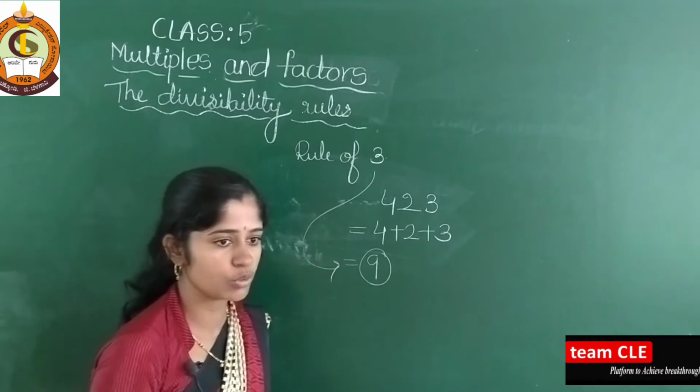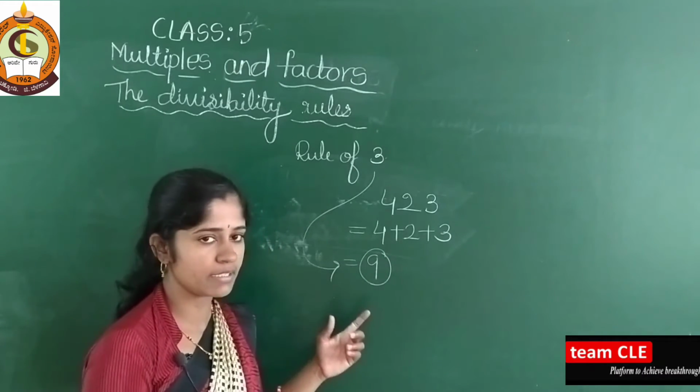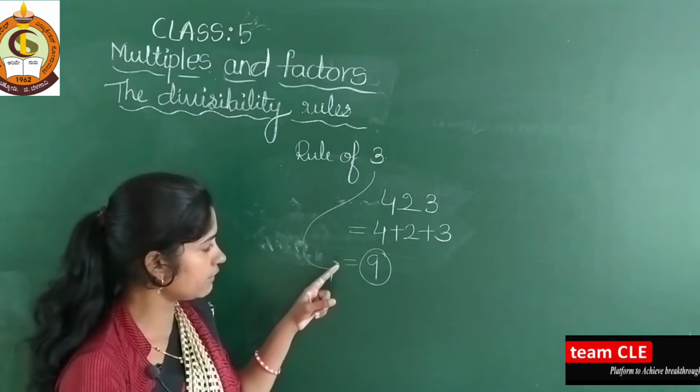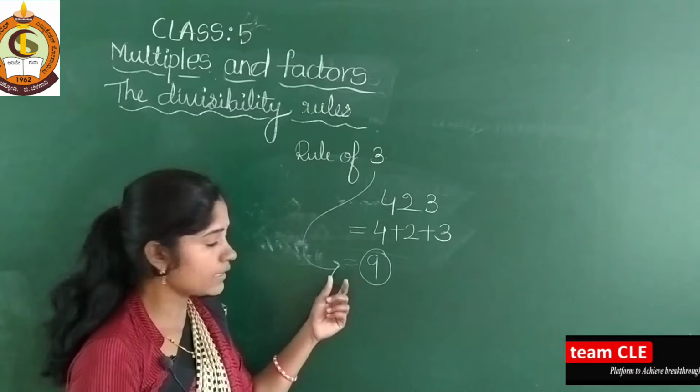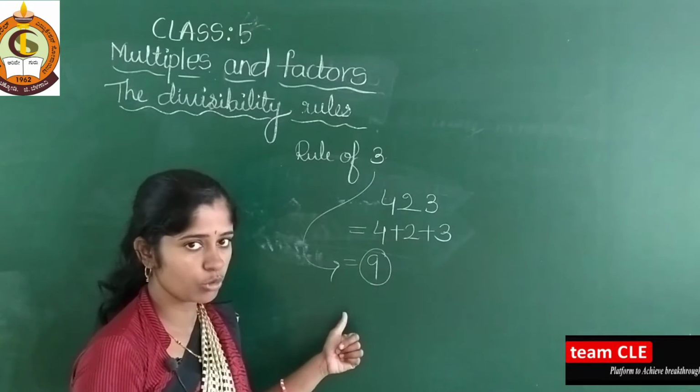So you just have to check whether the 9 is in the 3 times table or not. Yes, it is in the 3 times table. 9 is a multiple of 3, then this number is divisible by 3. I hope you are getting my point.